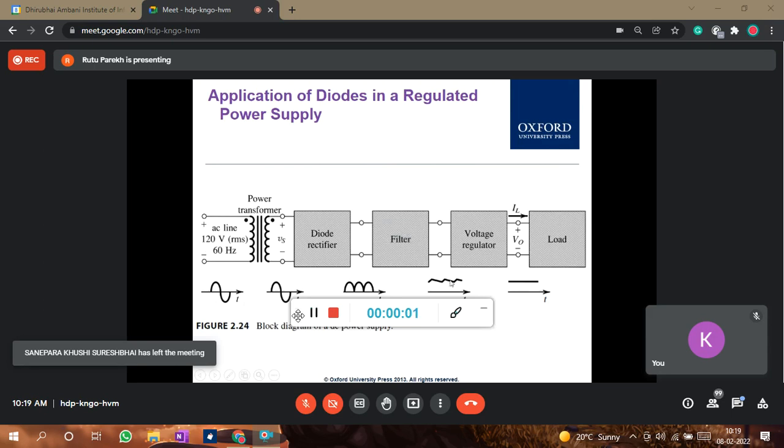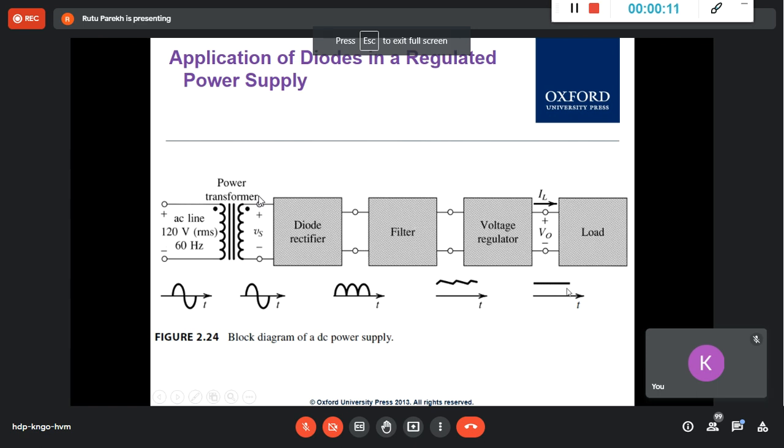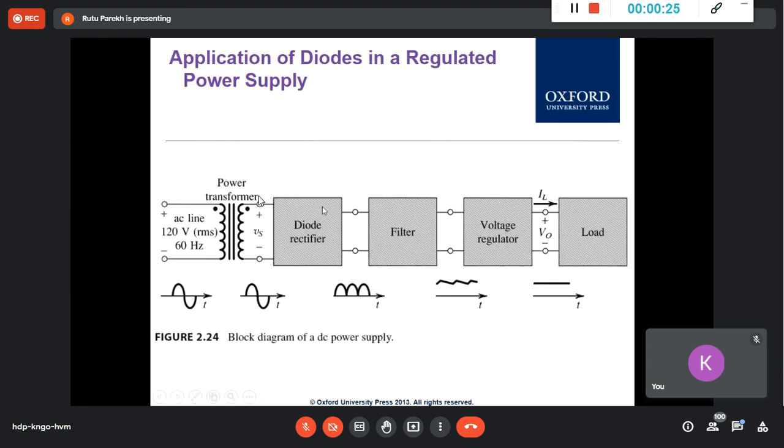Whatever the fluctuations are, they are further regulated, or you can say converted into pure DC, and then given to the load. That can be charging your cell phone, your TV set, or whatever electronics you are running. So that is the load here. Now let us see this rectifier step by step.